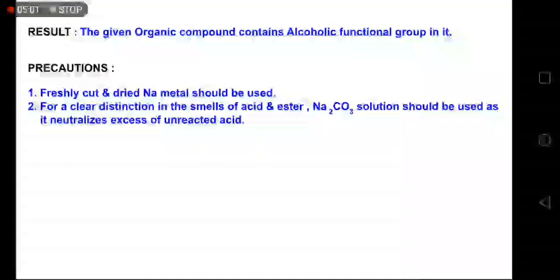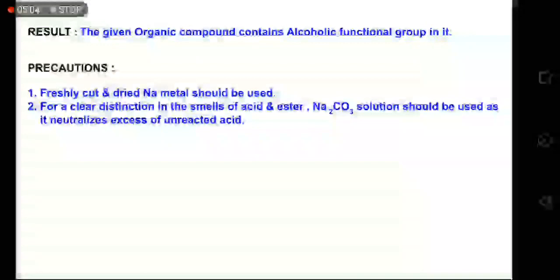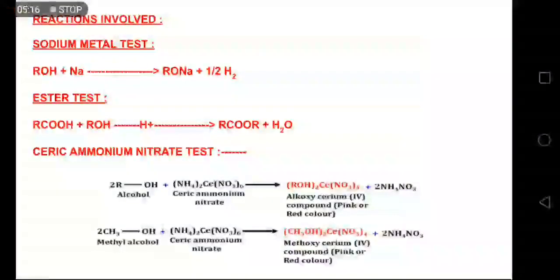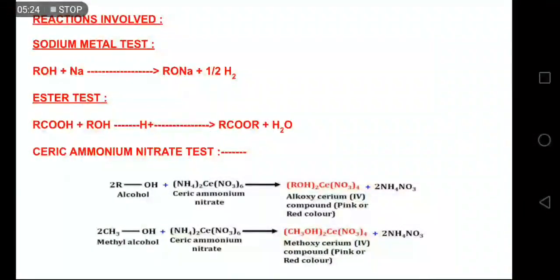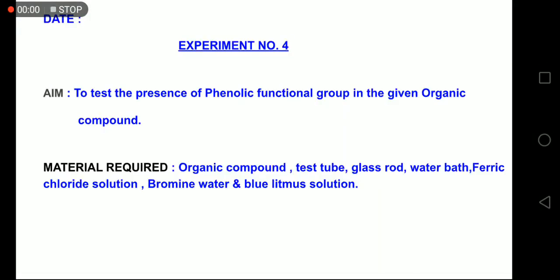Then for a clear distinction in the smells of acid and ester, as I told you, you should use sodium carbonate solution so that it neutralizes the excess unreacted acid. After that, on the left hand side page, the unruled one, you should write down the reactions involved: sodium metal test, then ester reaction, and you have steric ammonium nitrate.